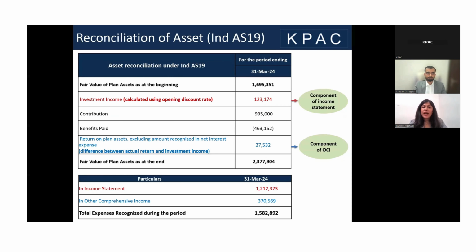Similar to this, we have the reconciliation of plan assets under Ind AS 19 for the period ending 31st March 2024. Again, we start with the fair value of plan assets as at the beginning of the period. Then we have an important component called the investment income. This is calculated using the opening discount rate assumption of the opening plan asset value.